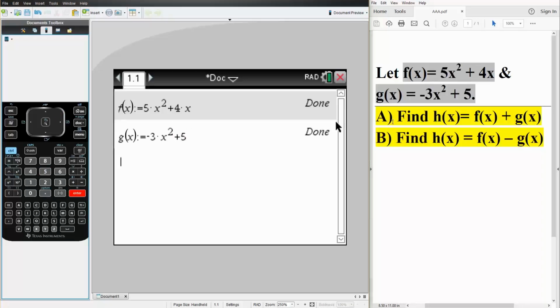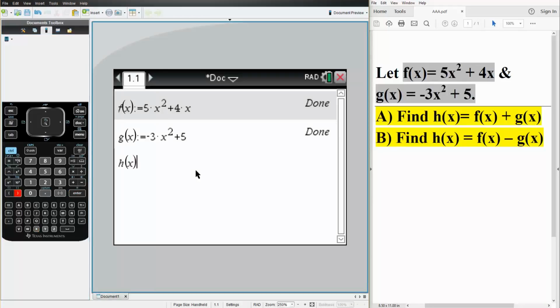And so we'll solve part A first. We can say that h of x is equal to f of x plus g of x. And we simply hit enter, and this right here would be the final answer for part A, 2x squared plus 4x plus 5. Next, we will solve h of x for this problem.